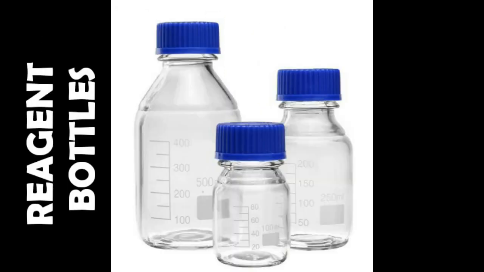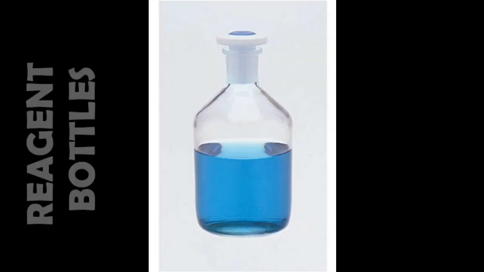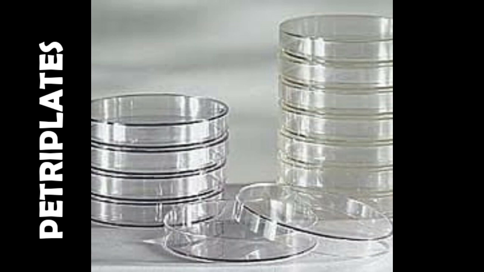And next, go to the reagent bottles. These reagent bottles are mainly used for the storage of the chemicals. These are made of either glass, or plastic, or the borosilicate materials or the other related materials. These reagent bottles may vary for different purposes.